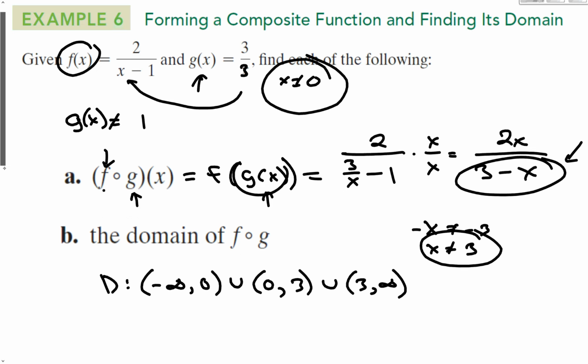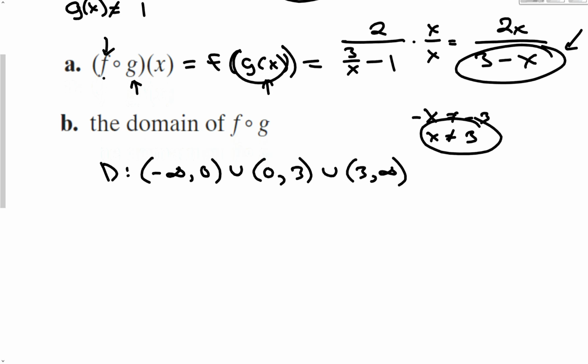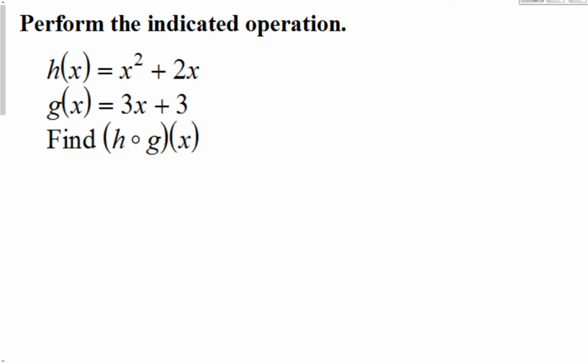All right. So let's take a look at a couple random functions here. H of g of x, right? So g would go into h. So the way I would set this up would be to take g and to plug it into h.